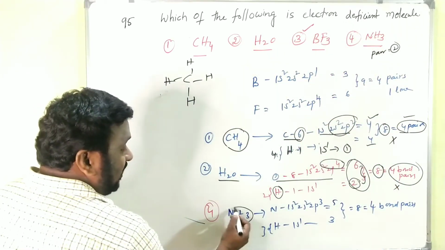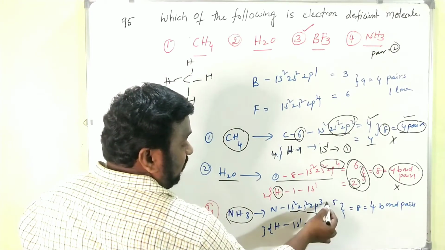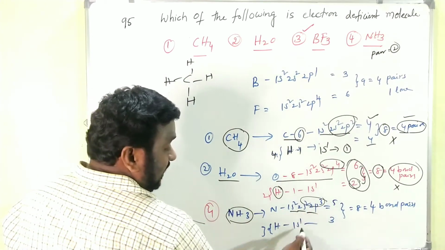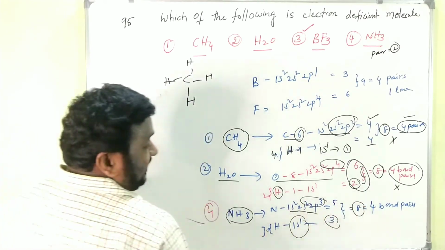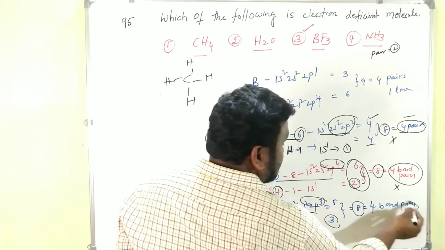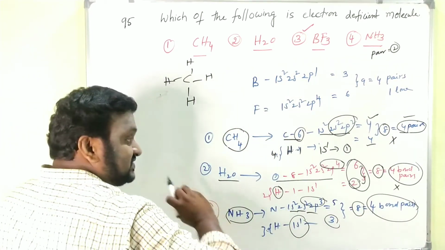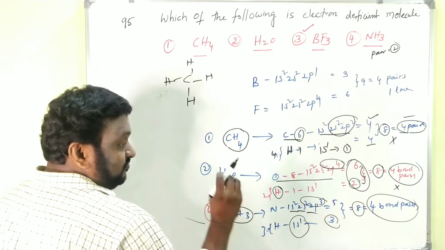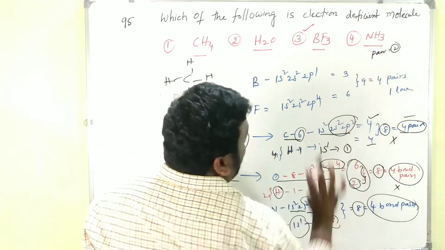Similarly for NH3, nitrogen is 1s2, 2s2, 2p3. How many valence electrons? 5. And for 3 hydrogens we have 3. Total is how many? 8. So again 4 pairs are created. That's why there is no single electron alone, so it is not a deficient molecule.